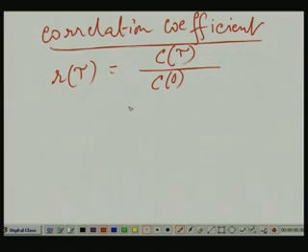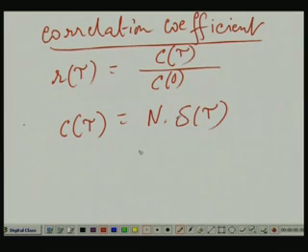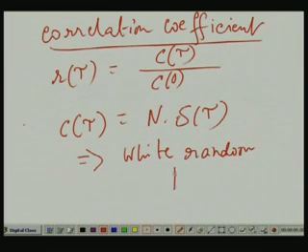A particular case where the covariance C tau is some constant n times delta tau, where delta tau is the impulse function, unit impulse function, also called Dirac delta function. Then this is called a white random process. Why white? Some of you may already know, but we will discuss all this later when we consider power spectral density.